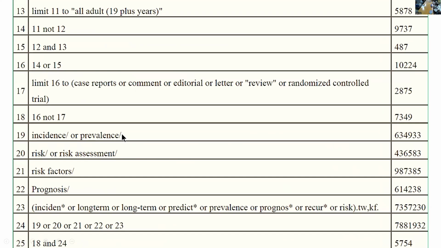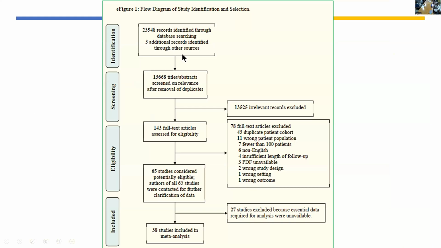Then, incidence or prevalence, risk factors, prognosis. So they have clearly described their search strategy very well. They found 23,000 articles in 3 databases, and they found 3 additional through searching some of these articles. 13,000 abstracts were screened. 143 full text articles were obtained. That is, nearly 13,000 articles were irrelevant. Only 143 were looked at in full text. Finally, they said 65 were potentially eligible. They couldn't get data from 27 studies, and they had only 38 studies included in the meta-analysis. That's also a large number. 38 cohort studies of TIA, which had prognosis models in them.